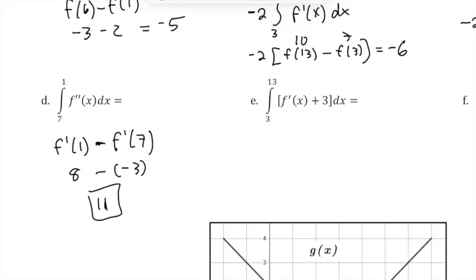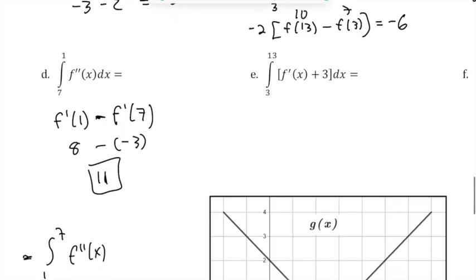Now, again, if you realize, if I switch these, it would be negative from 1 to 7. And that would give me negative f prime of 7 minus f prime of 1. f prime of 7 was negative 3 minus 8. And again, this is negative 11, but then that negative makes it positive. So we end up with the same answer.